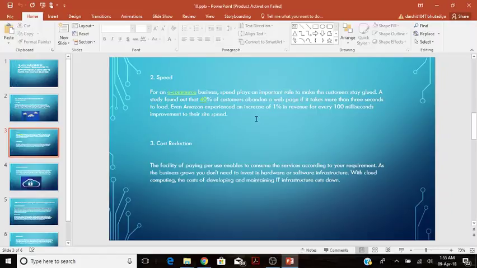So, cost reduction. It can reduce the cost if you have e-commerce, right? The facility of paying per use enables you to consume services according to your requirement as the business grows, and you don't need to invest in hardware or software infrastructure. So you don't have to buy software or hardware when you're building and running an e-commerce business. It's not like a physical business where you need lots of computers. With cloud computing, the cost of developing and maintaining IT infrastructure cuts down right off.